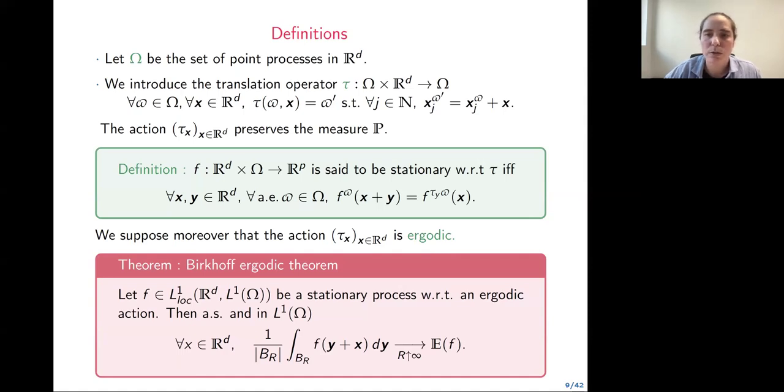A way to understand ergodicity is through Birkhoff's ergodic theorem, which tells you that if you take f stationary, and you average your f over a ball B_R of radius R, and you make this ball grow larger and larger, then you get the expected value of f. So it's the same thing to average spatially for your stationary process as to average with respect to the realizations. And we're going to use that in what follows.